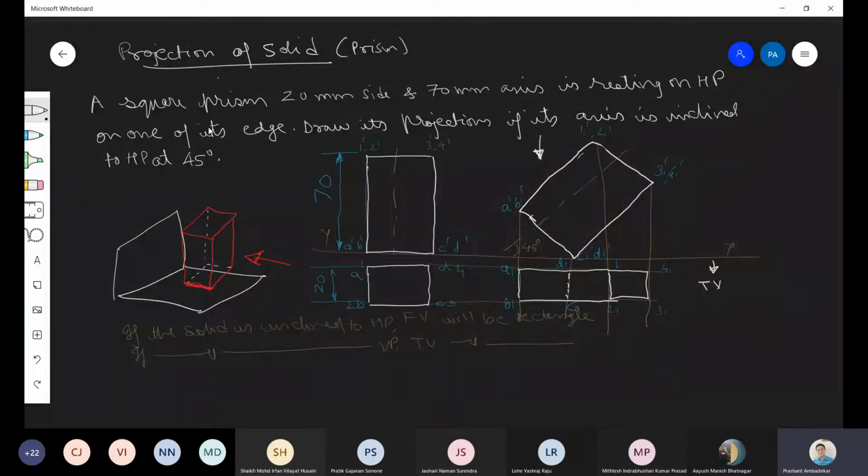Now, it is resting on HP. Resting on HP means which view should touch the XY line? Front view should touch the XY line. And it is resting on HP on what? It's resting on one of its edge. So when it is resting on one of its edge, it cannot rest completely.